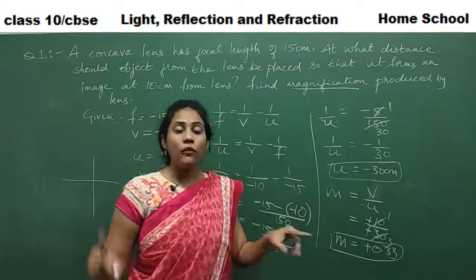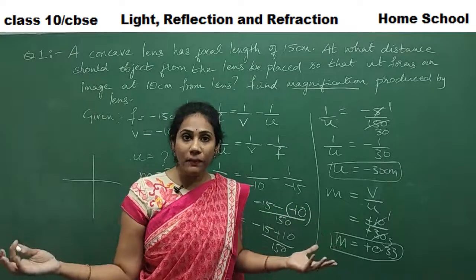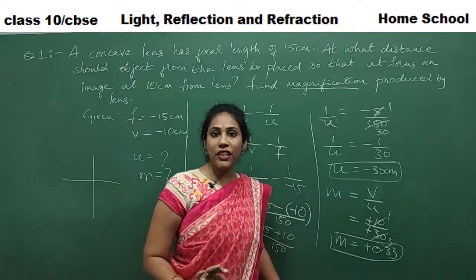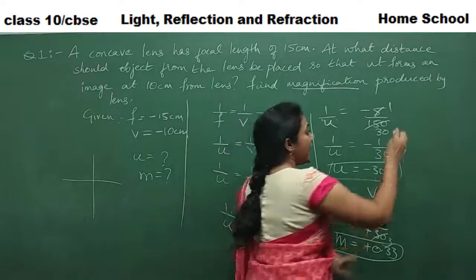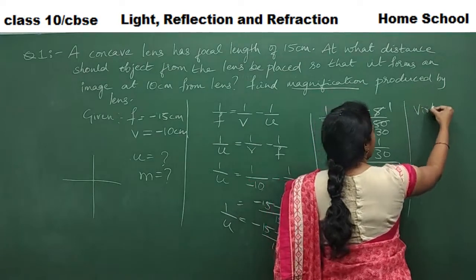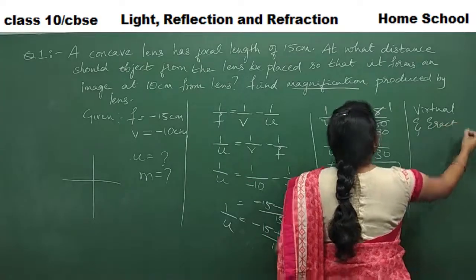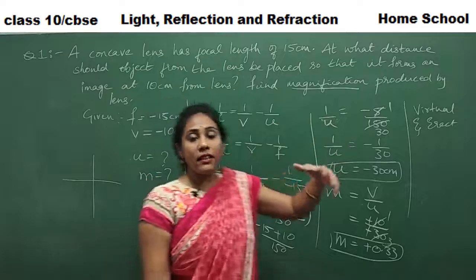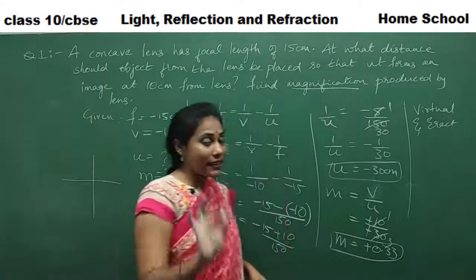And can you tell me what is the nature of the image? Is the image virtual or real? You can check that with the help of the value of magnification. Yes or no? You see here, m value is positive. If m value is positive, the nature of image is virtual, right? It is always virtual. The virtual images are always erect. And you see, it's a concave lens. In a concave lens, two cases are there. In both cases, virtual images are formed. Do you remember the ray diagrams?